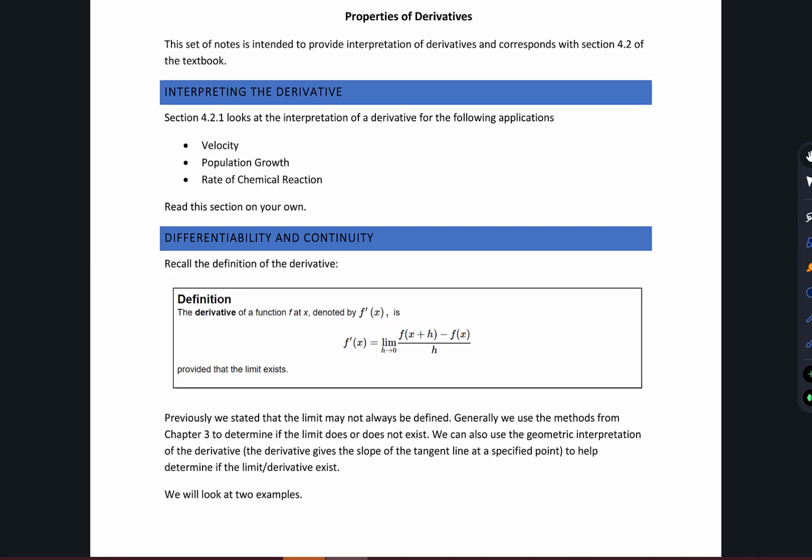Now these are not the only applications that are out there, but they are three common ones, and so I'll leave you to read that section on your own. And again, it's just about the application and interpretation of derivative in context of those applications.